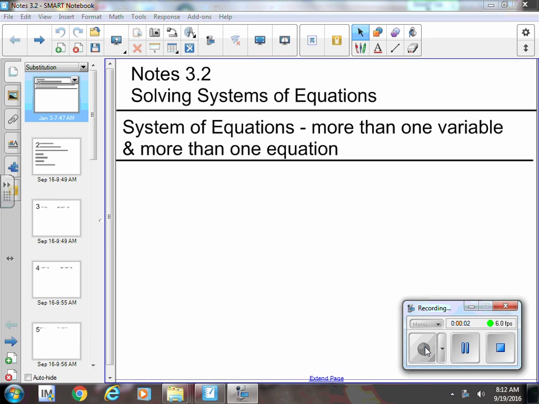This is Algebra 2, notes on section 3.2, solving systems of equations. This is period 1 on September 19th. Everybody in the room knows that they are being recorded.